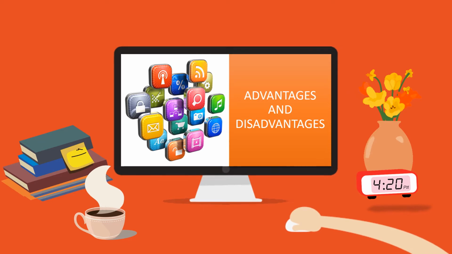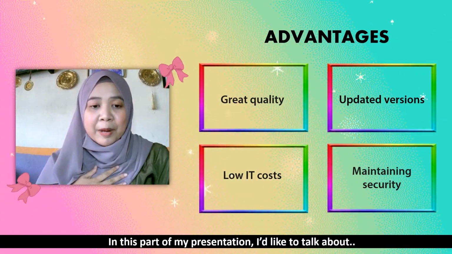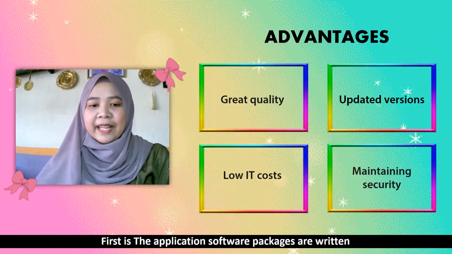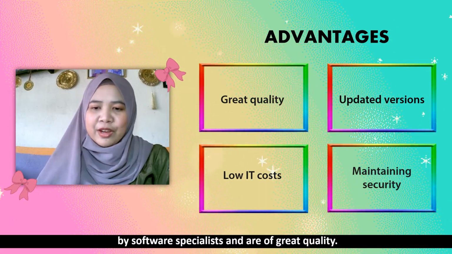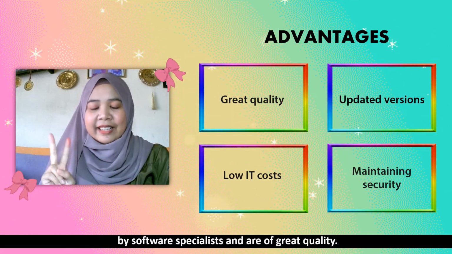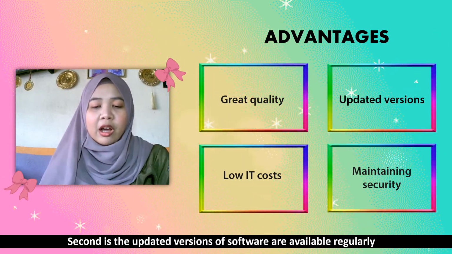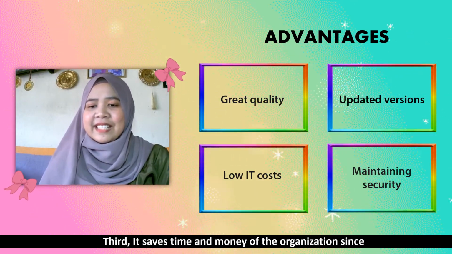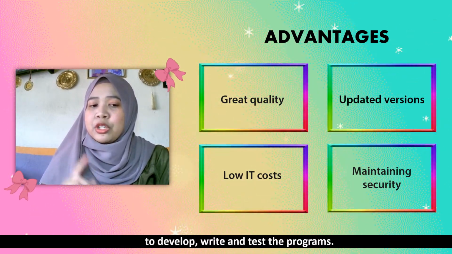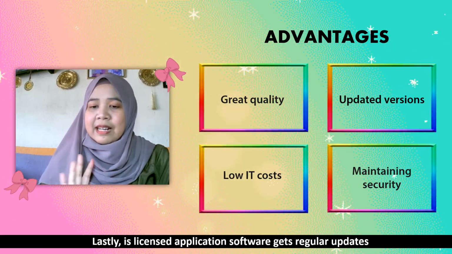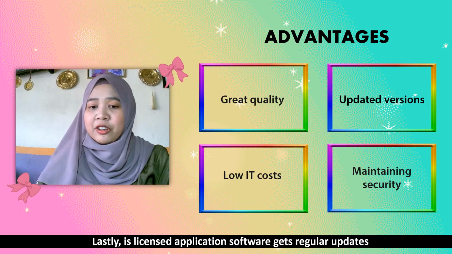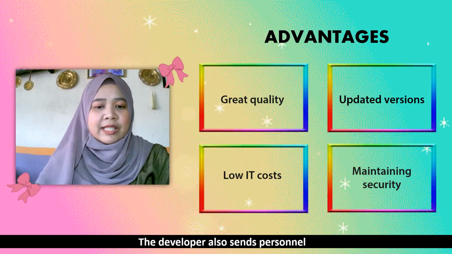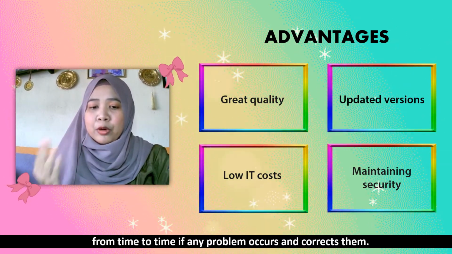In this part of my presentation, I'd like to talk about the advantages of application software. First, application software packages are written by software specialists and are of great quality. Second, updated versions of software are available regularly. Third, it saves time and money of the organization since it doesn't require staff members to develop, write, and test the program. Lastly, licensed application software gets regular updates from the developer for the purpose of maintaining security. The developer also sends personnel from time to time if any problem occurs and corrects them.